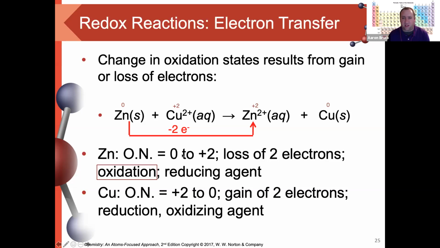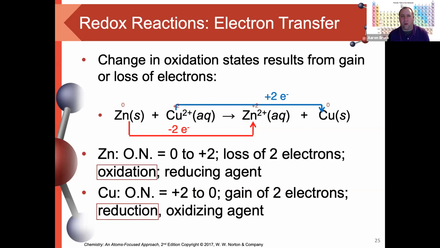On the flip side, we know that the copper went from a +2 state to a 0 state. The only way to do that would have been to gain 2 electrons along the way. So we know by definition, again, Leo the lion says grr, gain of electrons is reduction, that the copper has been reduced in this process.